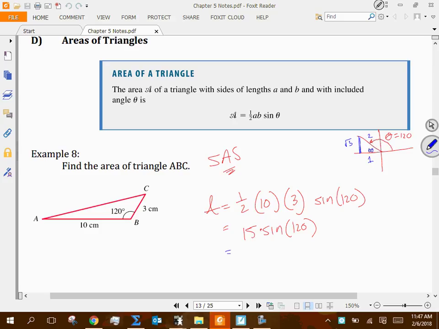So when they say sine of 120, that evaluates to opposite over hypotenuse, so root 3 over 2. That's the same thing as sine of 120. It's in the 2nd quadrant, so it is a positive number, and then times my 15. So I would have 15 root 3 over 2 as the exact area of that triangle.